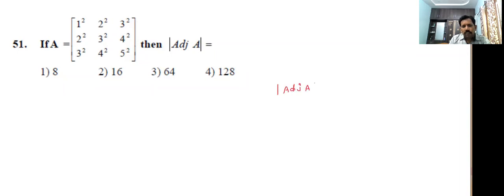Det of adjoint A is equal to det A whole power n minus 1, where n means the order of the matrix. Here a 3 by 3 order is given, so det of adjoint A is det A whole square. First we need to find the determinant of A. First observe the A matrix.